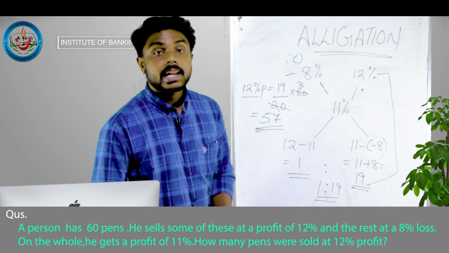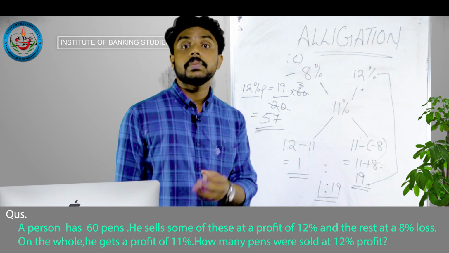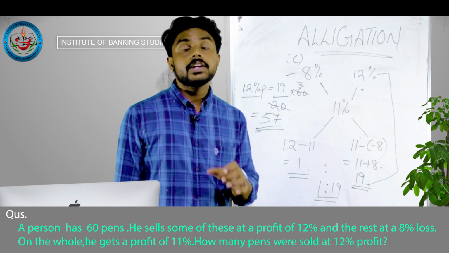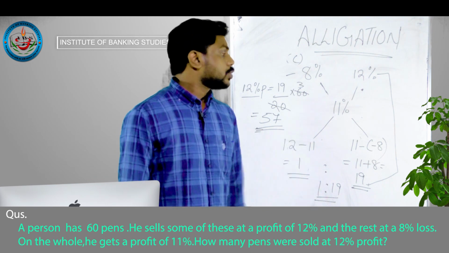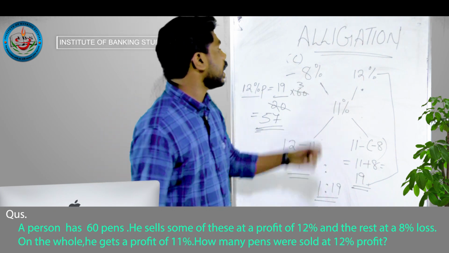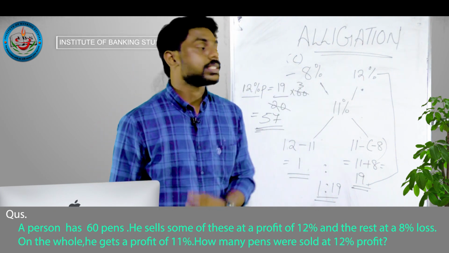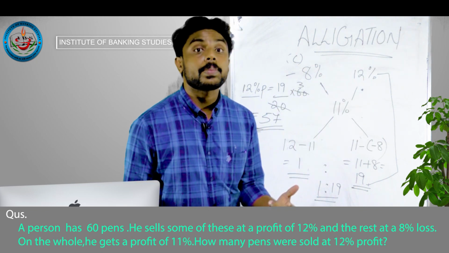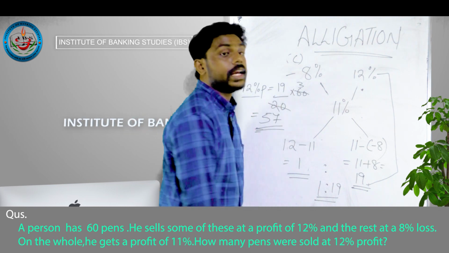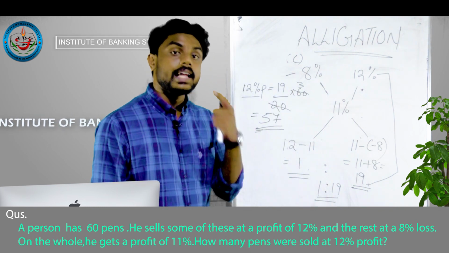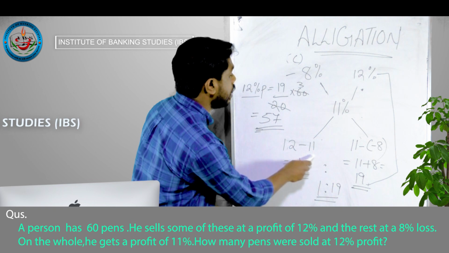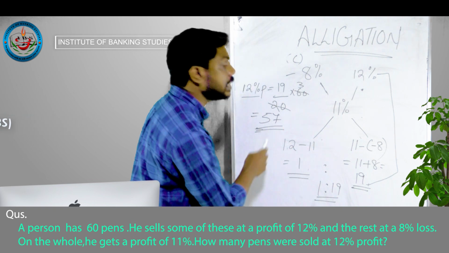What is it? A person has 60 pens. He sells some of these at 12% profit and some others at a loss of 8%, and in the total transaction he got 11% profit. That is our question. How are we going to do this? Through allegation. We have taken -8% because it is a loss and +12% because it is a profit. As per our pattern, the dearer quantity is always greater than the mean value, so we take the difference as 12 minus 11, and we got the answer 1.